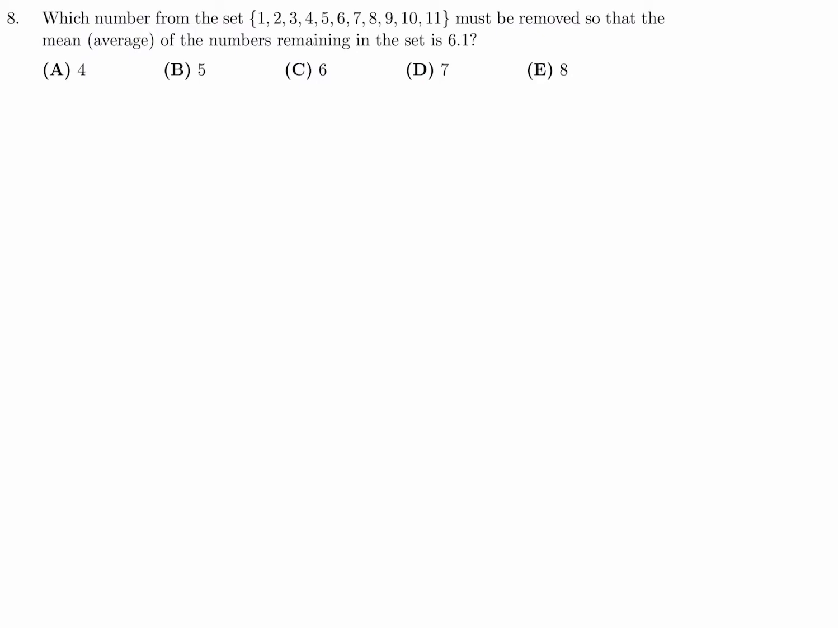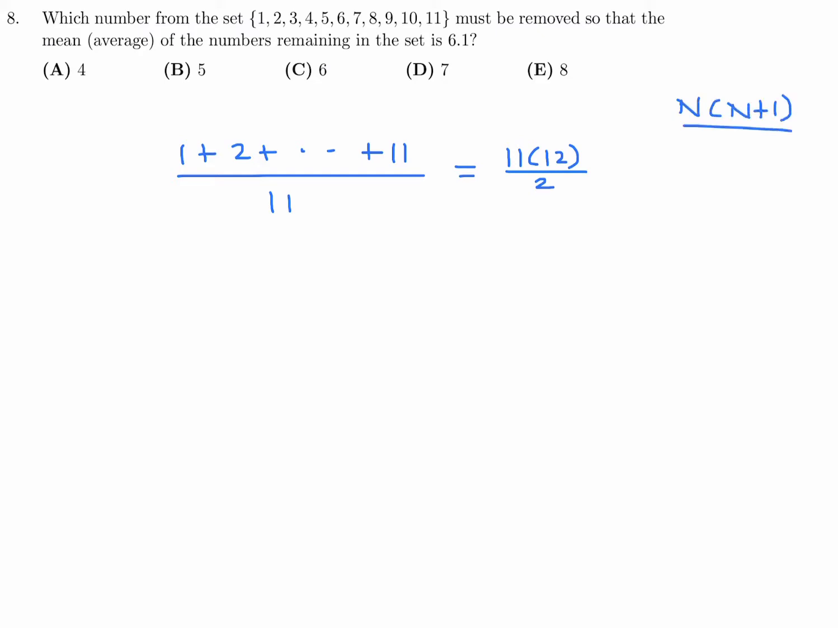Which number from this set must be removed so that the average of the remaining numbers is 6.1? Okay, well, first and foremost, let's figure out what is the average of those numbers. It's all the way to 11, and we're dividing by 11. So 11 times 12 divided by 2. Remember that formula, n times n plus 1 over 2. That's the sum of the consecutive numbers from 1 to n, all divided by 11, and this is 6. So the average of these numbers is 6.